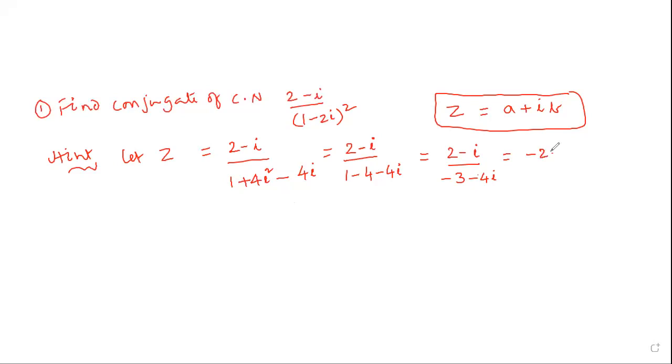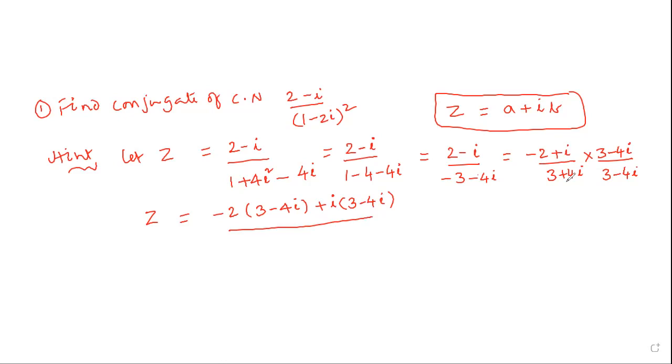So minus 2 plus i, divided by the denominator 3 plus 4i. For the denominator, apply rationalizing: multiply 3 minus 4i by 3 minus 4i. Okay? So now we will write z is equal to minus 2 into 3 minus 4i plus i into 3 minus 4i. Okay?